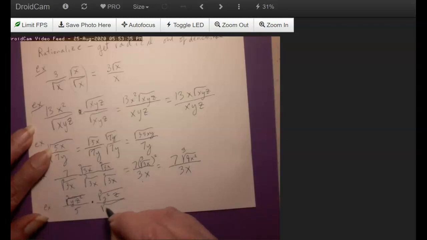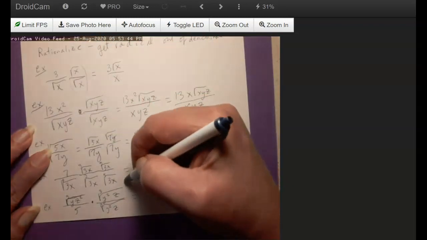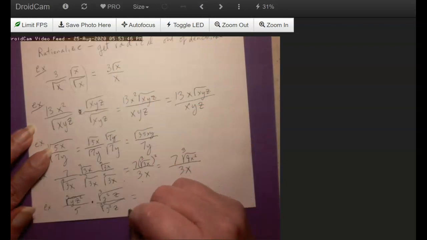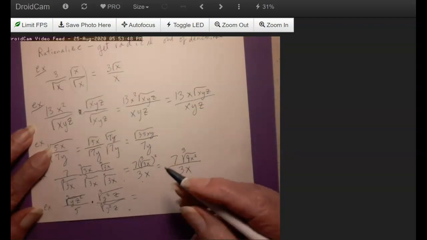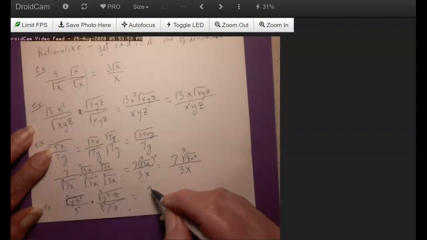So on the bottom, we're also multiplying by the cube root of y squared z. And this is rationalizing the numerator. We usually rationalize the denominators. I will not make you do the numerator on the test, but you do have to do it for the exercise problems. So on the top, I pop out that y and z.